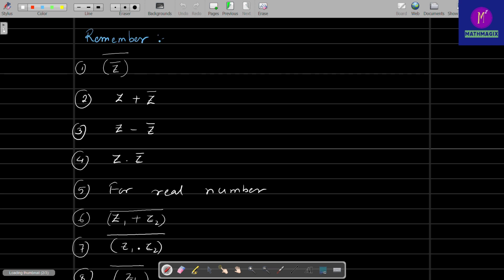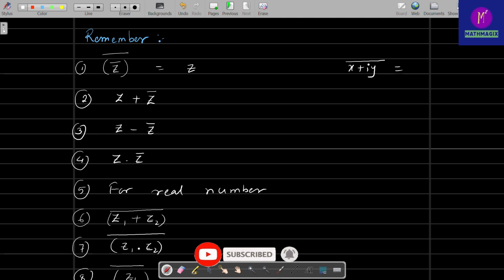Let us see some properties of the conjugate now. What will be z bar bar? That is the conjugate of z, and then again take the conjugate of it. This turns out to be again z. It's quite obvious. Suppose I have z as x plus iy, the conjugate of x plus iy is x minus iy. If I take the conjugate of this again, it is x plus iy. So if I take the conjugate of x plus iy twice, I'll get x plus iy back. So clearly the conjugate of z bar will be z.